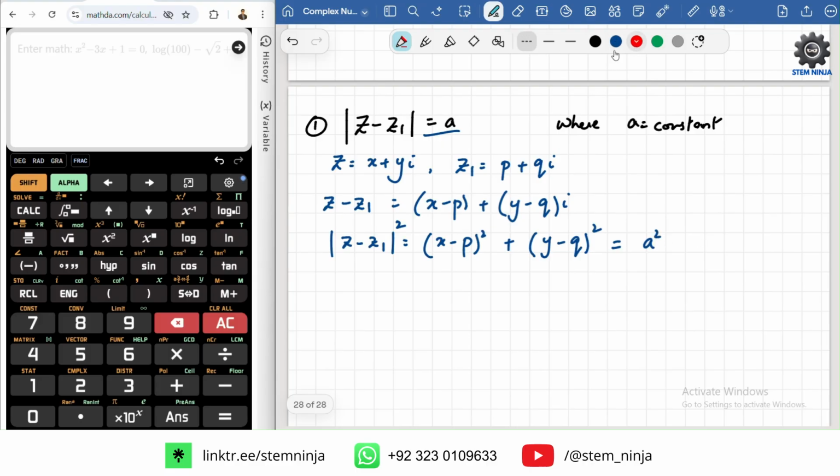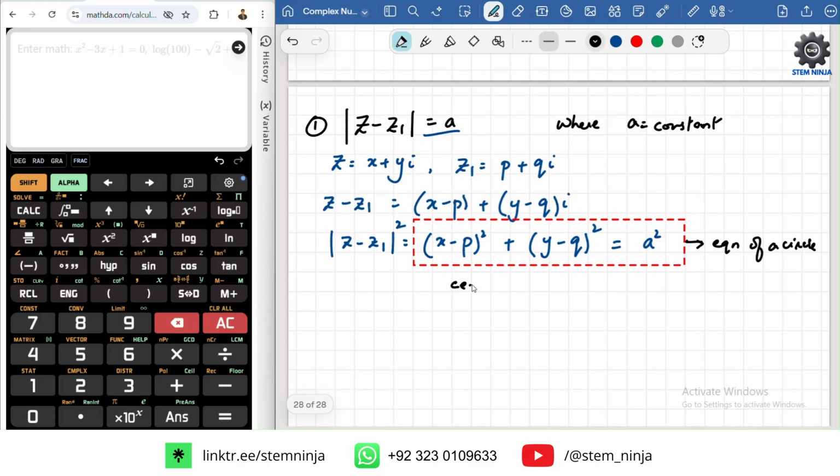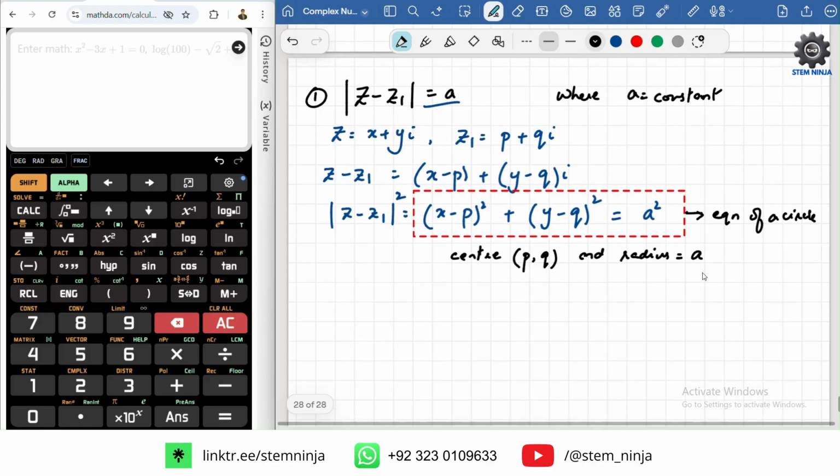Now, this form is easily recognizable. Why? Because this is an equation of a circle, a circle with center (p, q) and radius that constant a.